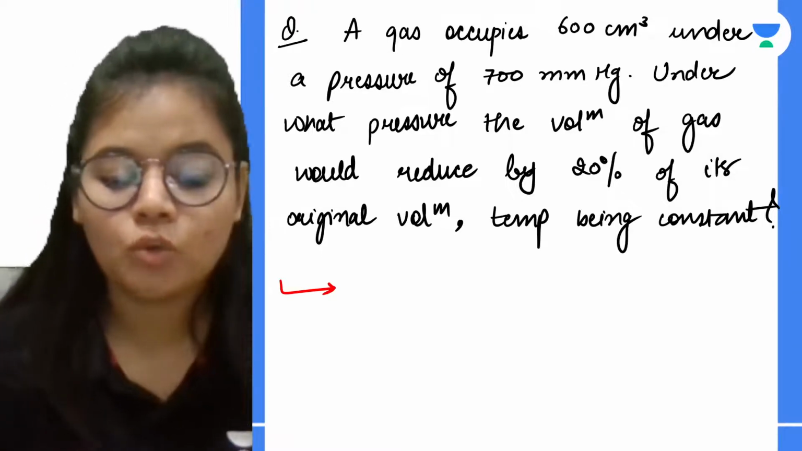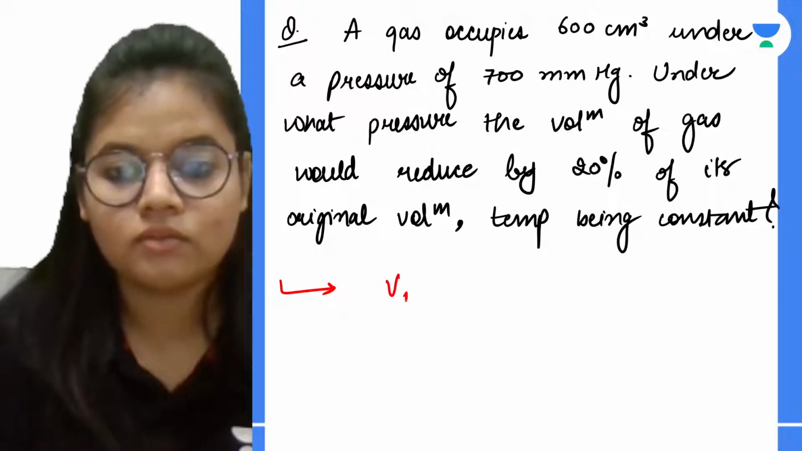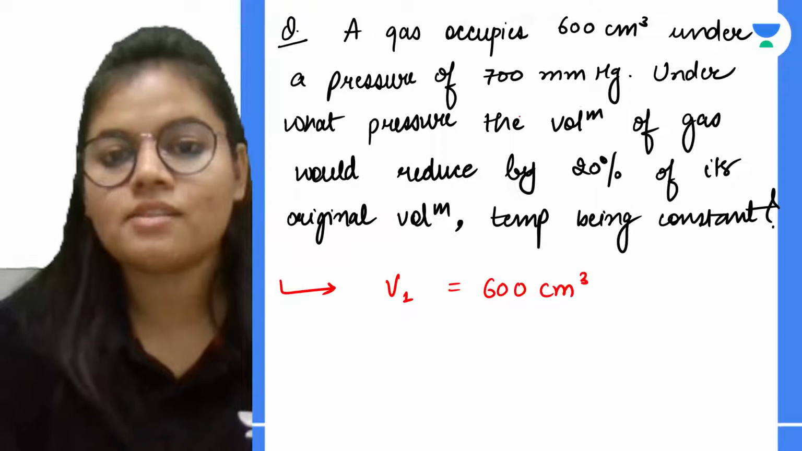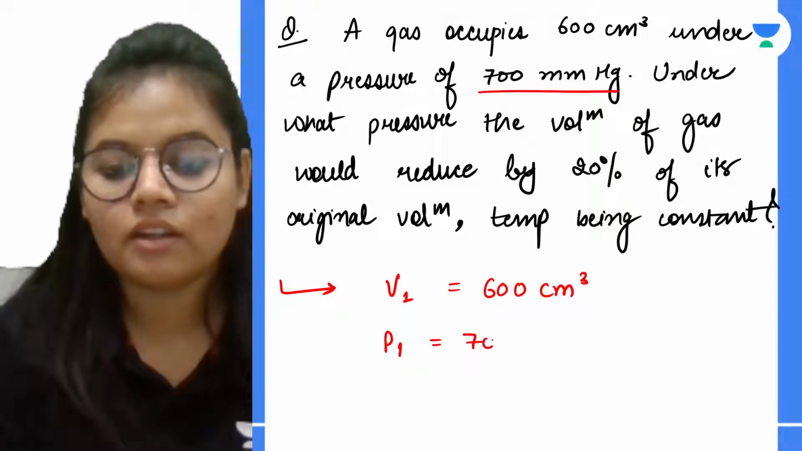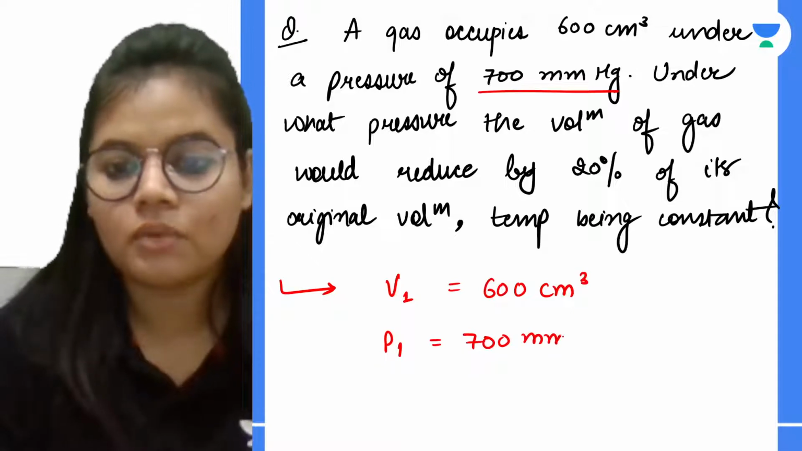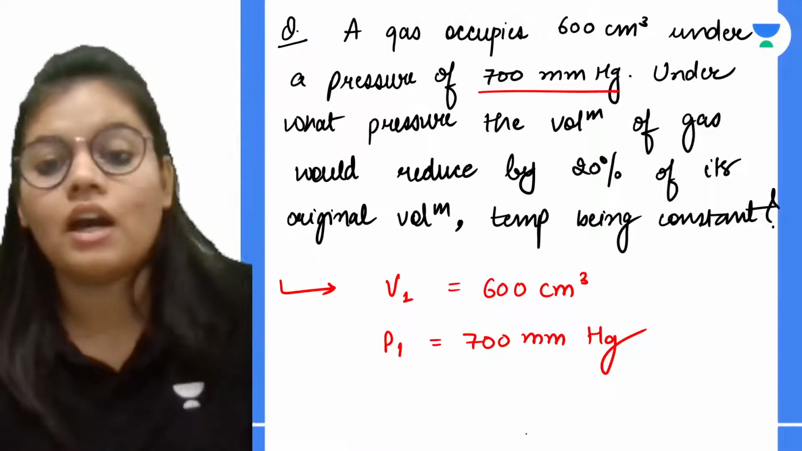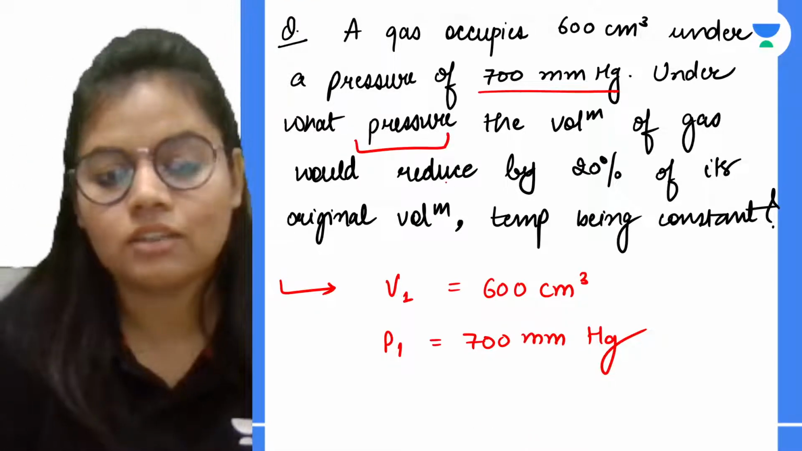600 centimeter cube. Okay, so this is our V1. Next is P1, which is given to us as 700 millimeter of mercury. Now these two values are directly given to us, but we have to find P2, of course, which is unknown.